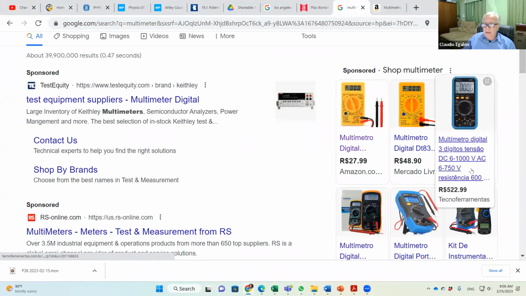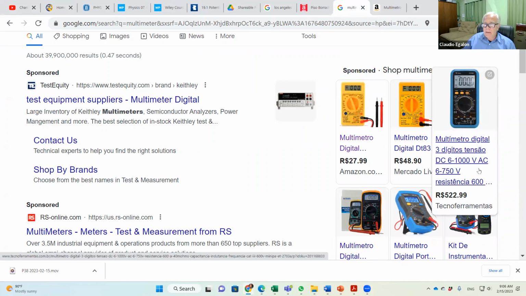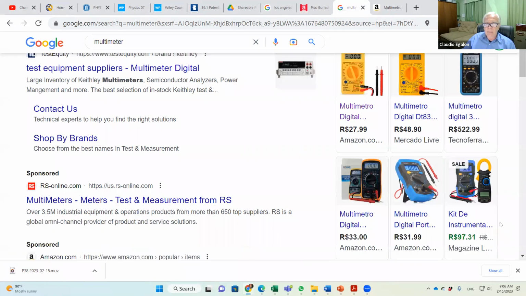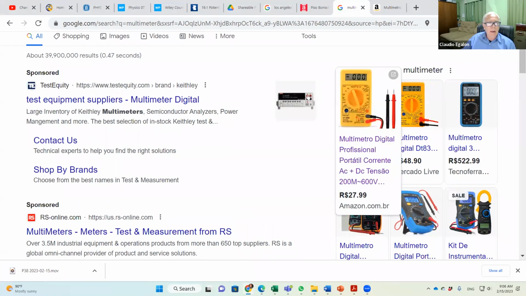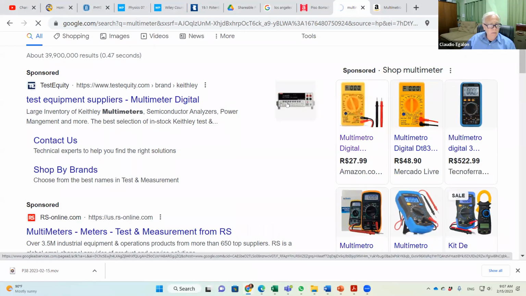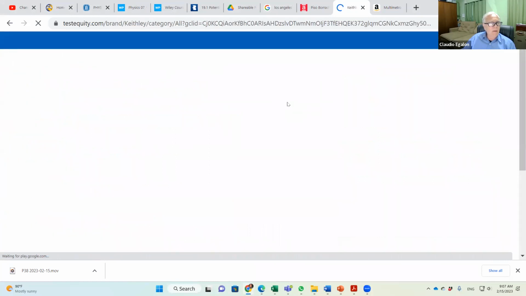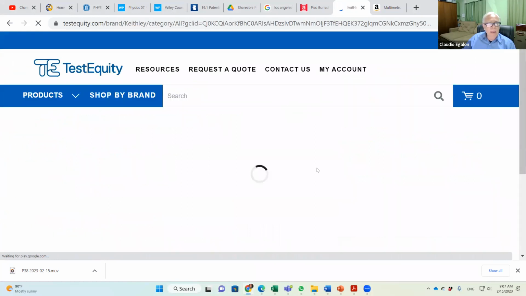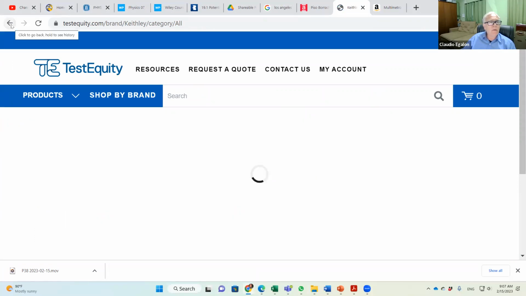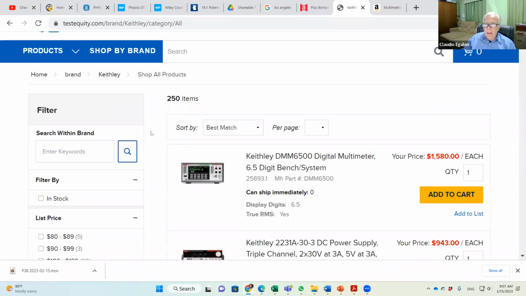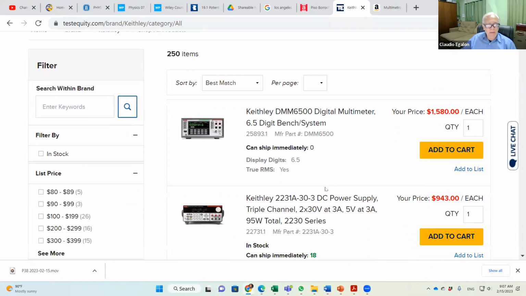This one here you can see is 10 times more expensive, so it should cost around $50. But then you have expensive multimeters as well, like this one here. This one must cost what? Around $1,000, I suspect. Let's see. It's taking too long. Oh yeah, $1,500. So you have this huge range of prices for multimeters out there.